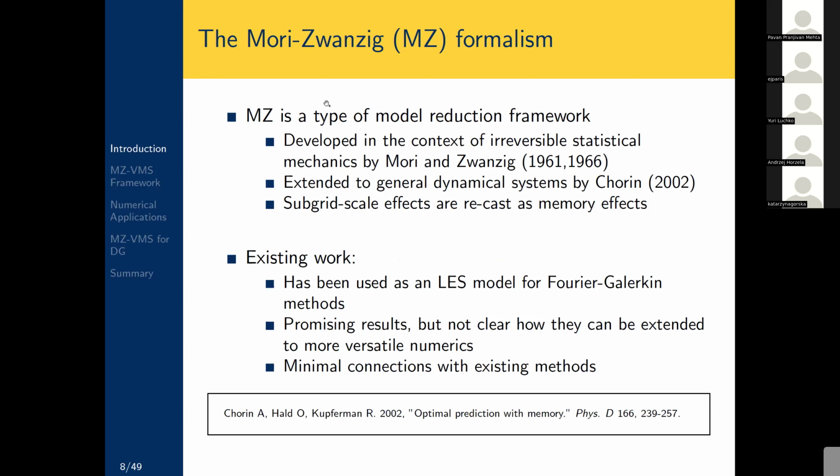So MZ, or Mori-Zwanzig, is really a type of model reduction framework. The baseline formalism was developed by Mori and Zwanzig in the 60s in the context of irreversible statistical mechanics. But then really the starting point for what I'll talk on today is a reformulation in the early 2000s by Alexandre Chorin, where they basically took Mori-Zwanzig and developed it as a general model reduction framework for a nonlinear dynamical system.